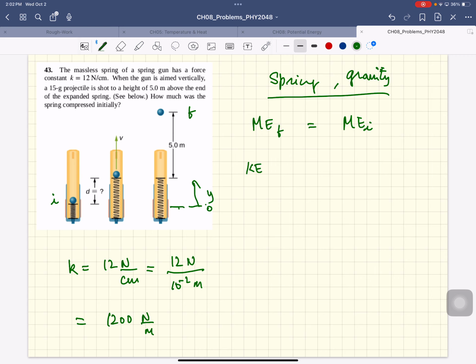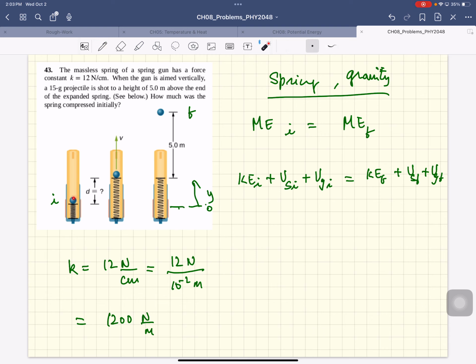So initial kinetic energy, I'll write initial and final. Initial kinetic energy plus initial spring potential energy plus initial gravitational potential energy equal to final kinetic energy plus final spring potential energy plus final gravitational potential energy. Okay. Now any point can be initial, any point can be final along the way. So the sum of these three is constant through the entire motion.